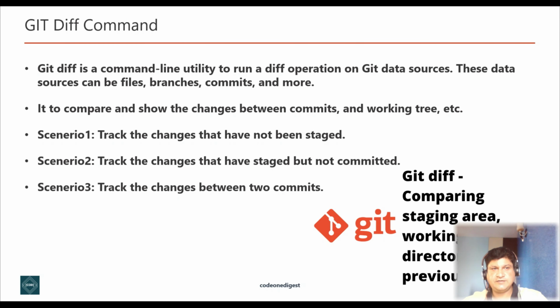Okay friends, now let's see the git diff command. Git diff is a command line utility to run diff operations on Git data sources. This Git data source can be a file, branch, or commits that we have done in the past. It is used to compare and show the changes between the commits and working directory. In a demo, I'll show you three scenarios: where we have made changes but not staged them, where we have staged the changes but not committed them, and where we have committed the changes and then compare two different commits. So let me show you a demo with these three scenarios.